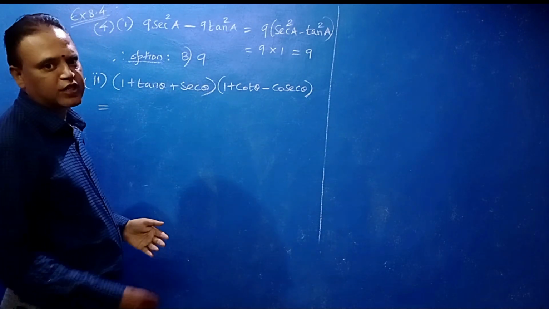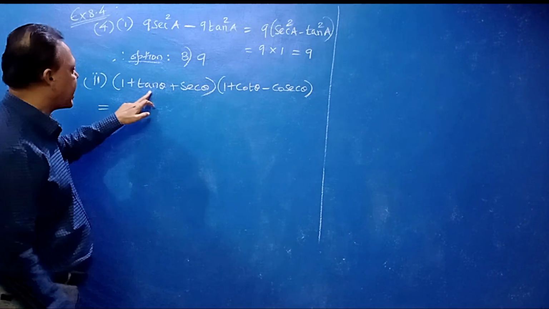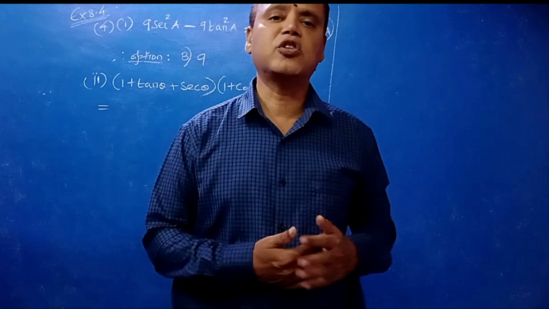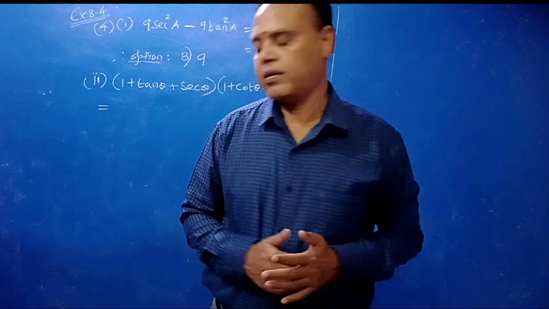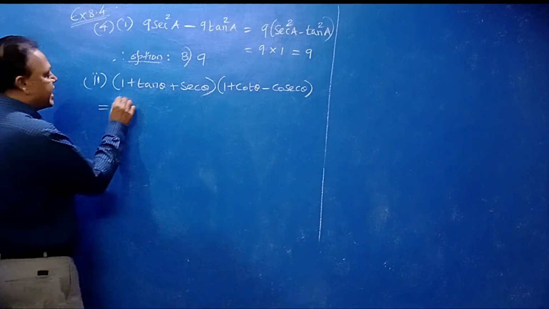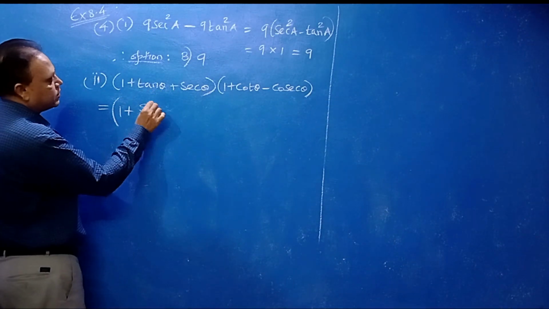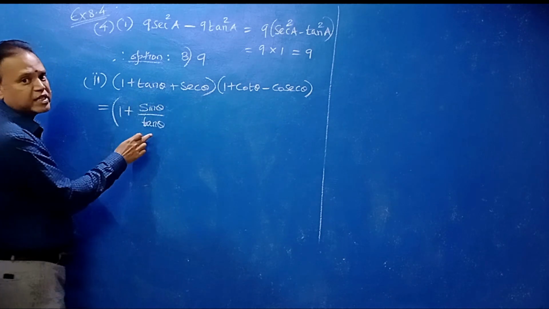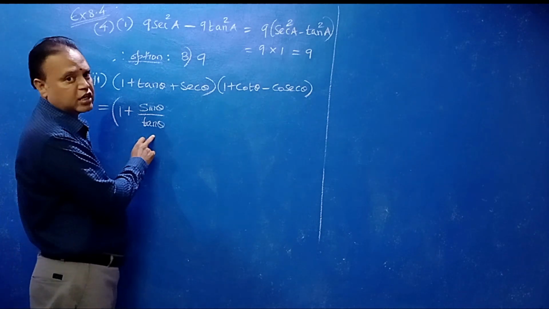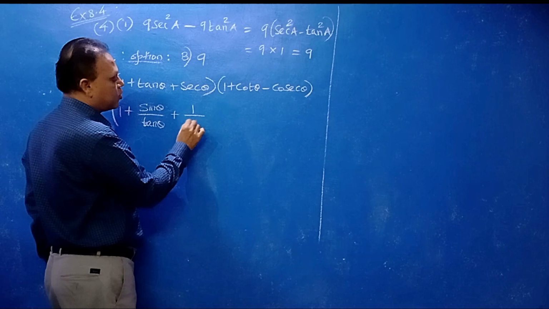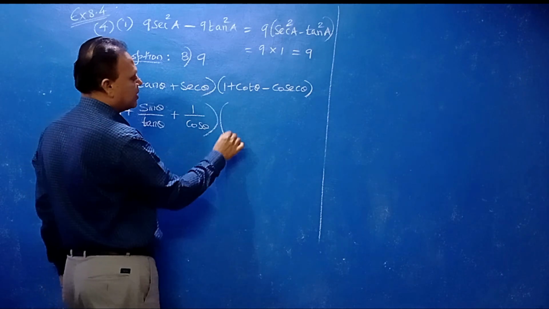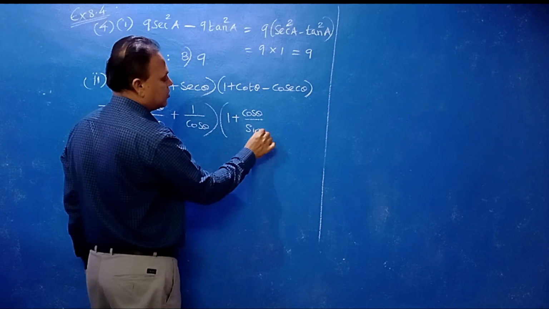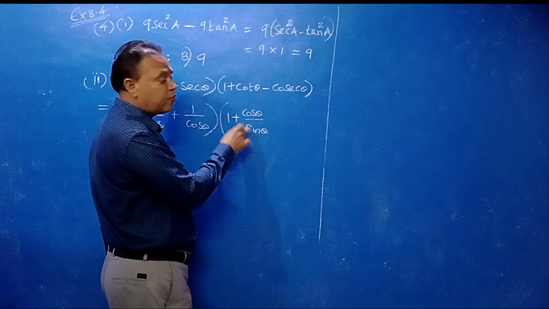Same case, the second one you have to do. Find the value of this. Where tan, secant, cot, cosecant are given, for simplification purposes you change everything into sine and cos. So tan can be written as sine theta by cos theta. You have to remember this identity, it is very useful. Secant is nothing but the reciprocal of cos, so 1 by cos. Cot is cos theta by sine theta. If you know this idea, you can do this.